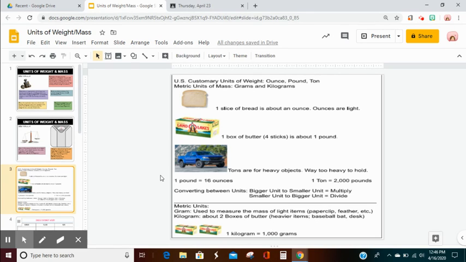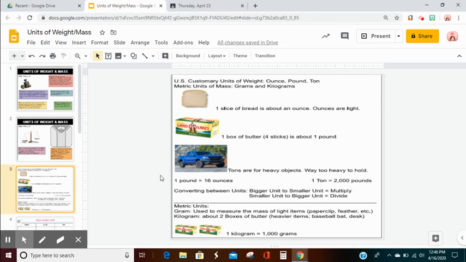Now, tons are too heavy to hold. But I'm sure you can spot some around your house. Tons are for heavy, heavy objects. 1 pound is equal to 16 ounces. 1 ton is equal to 2,000 pounds.